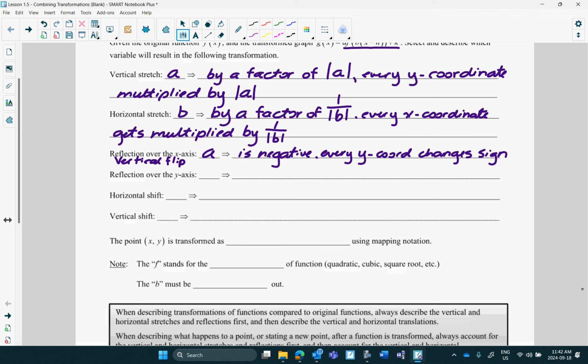B represents two things. It represents horizontal stretch, but it also represents a horizontal flip over the y-axis. That's B. And that's in the equation, again, if it's negative, which causes every x coordinate to change sign.